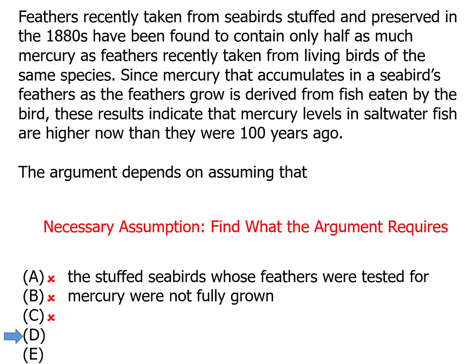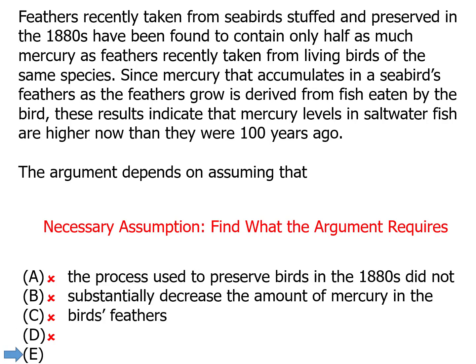Go to D. This answer, like answer choice A, would actually hurt the argument. This is opposed to the assumption that there's nothing special about the birds. If it were to turn out that the stuffed seabirds whose feathers were tested for mercury weren't fully grown, then maybe the reason that there's more mercury in modern birds that we tested is that they're just older. So it's not that there's more mercury in the environment, it's just that the longer you're in the environment, the more mercury builds up. These were young birds, so they didn't have very much mercury. So that means that answer choice E is our answer by default.